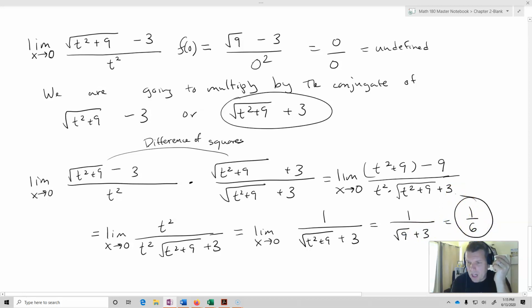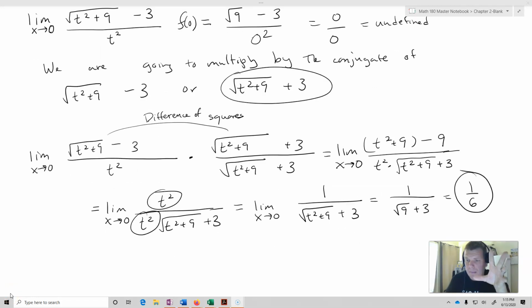So by multiplying by the conjugate, we can do some algebra to transform this function from something that we can't find the limit for, or that ends up being undefined, into something that defines what our limit actually will be. Okay? And it actually allows us to remove that t squared term. We remove the t squared term, and that then allows us to transform our function into something that we can find the limit of. All right?